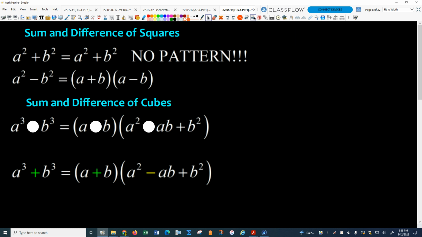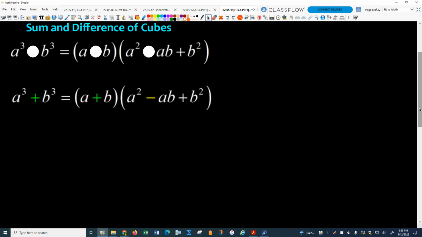We have to do corresponding stuff now for cubes. We need to find the sum of cubes pattern and the difference of cubes pattern. Okay, these are really easy to do. I don't know what happened there. That was weird.